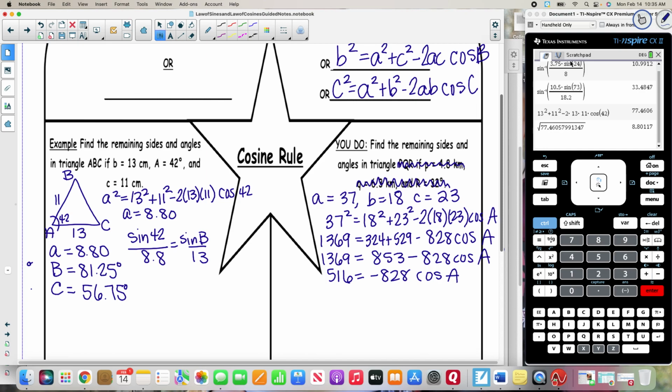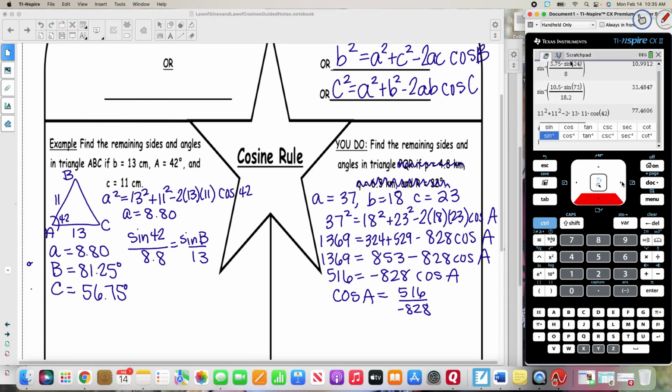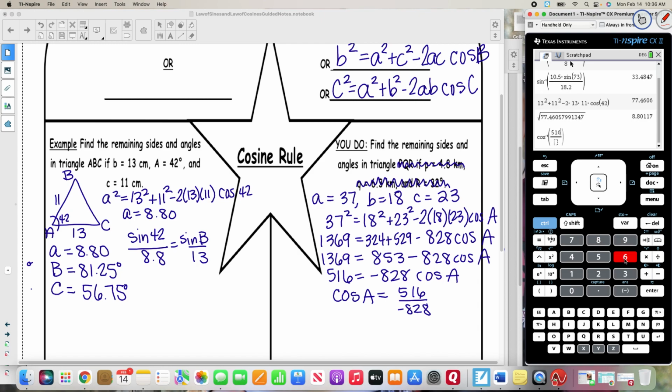And now what do we need to do with 828? Divide. So we're going to now have cosine A equals 516 over negative 828. It's a negative. We're looking for what? An angle. So what do we type in the calculator? Inverse cosine. So inverse cosine of 516 over negative 828.